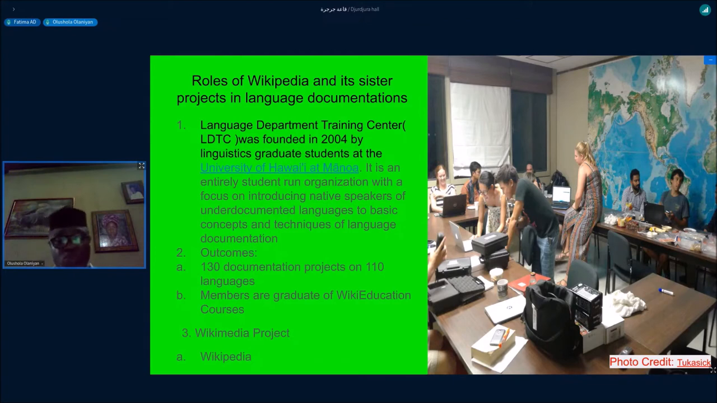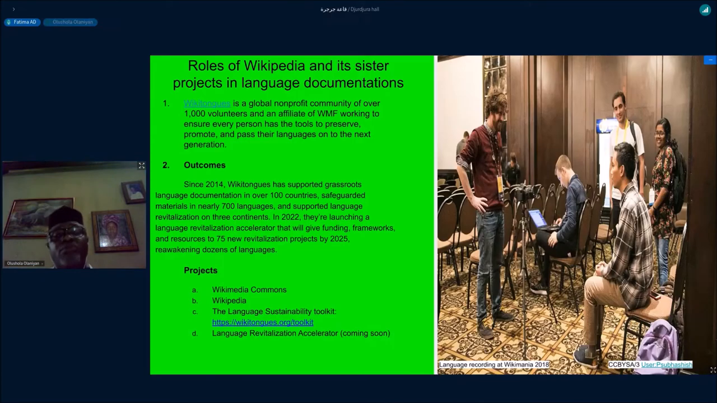At the end of this session, these two people, the language expert and the language graduate, are brought together on a mentorship program to train the language expert on how to preserve their language. The project has been able to document over 110 languages across over 130 documentation projects. The project focused on Wikipedia, with editathons and the likes.